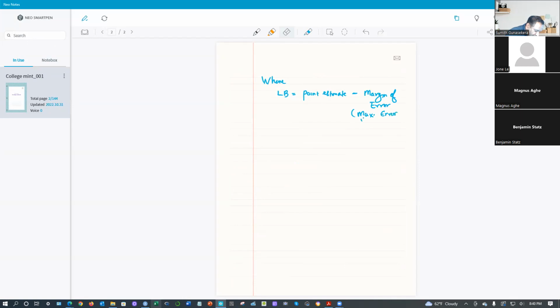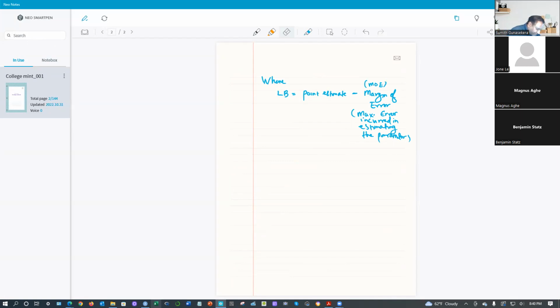Incurred in estimating the parameter, whatever parameter you have. Margin of error, normally we write MOE. MOE, margin of error.